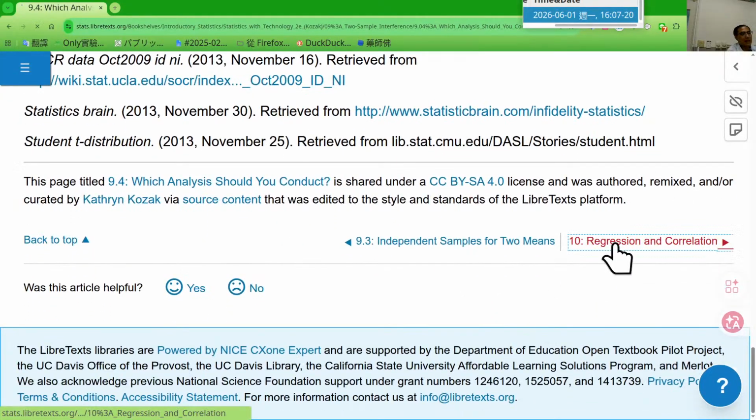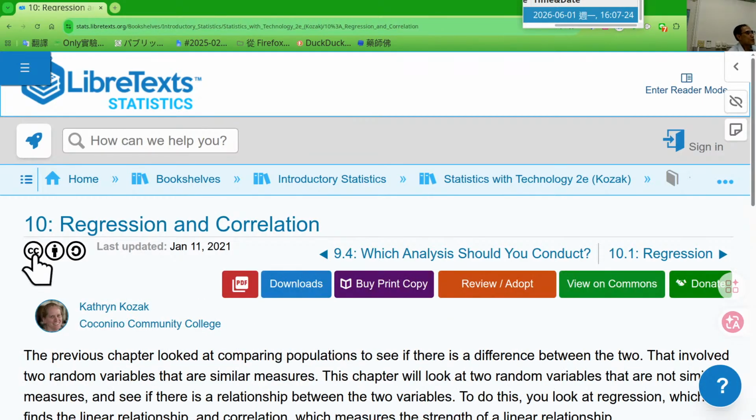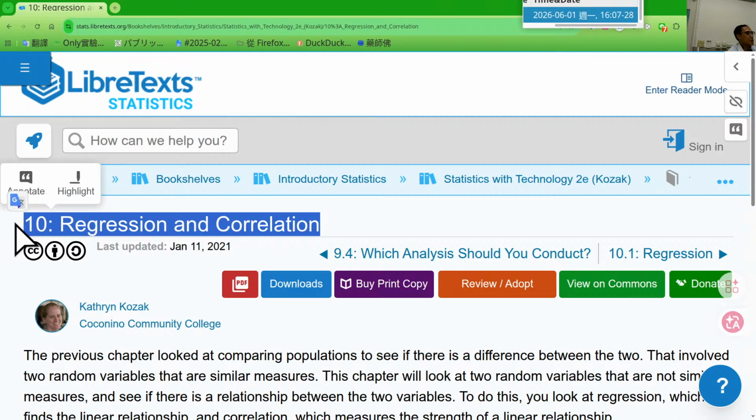Okay, have a 10-minute break, then we will move to chapter number 10. We will discuss regression and correlation. Chapter 10 is also very important, but I think it's not difficult. Very important, but not difficult. The concept is very, very important, not only in science subjects, but also in business subjects.